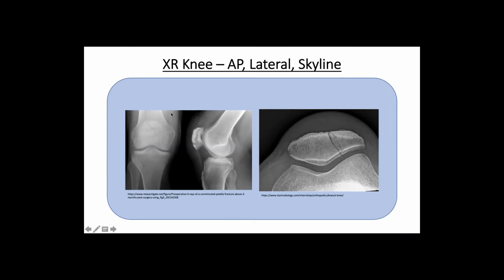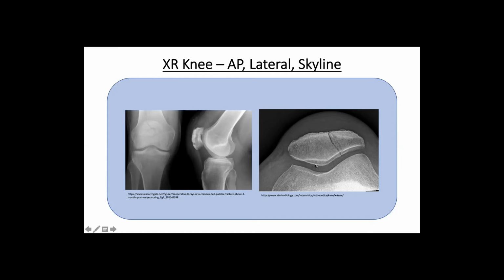Looking at the AP, you can see that it's a very comminuted fracture on this view. There's lots of pieces. Again, on the lateral, you can see lots of fracture lines. These would guide to show you the type of fracture, but the management is pretty similar for all of these, and we'll talk about that.